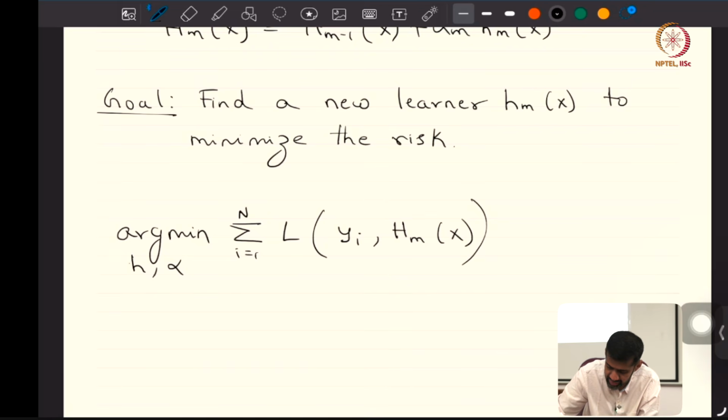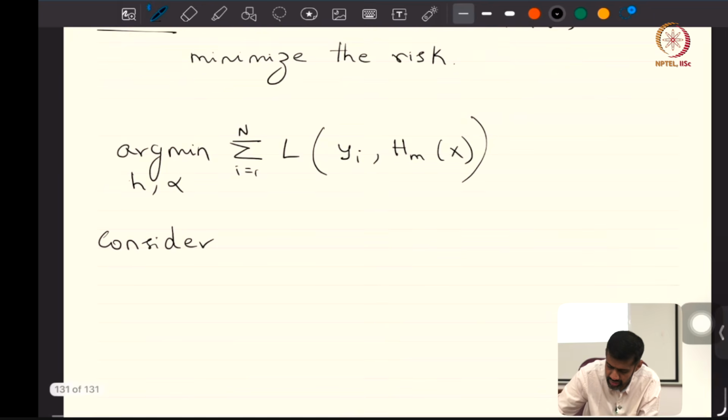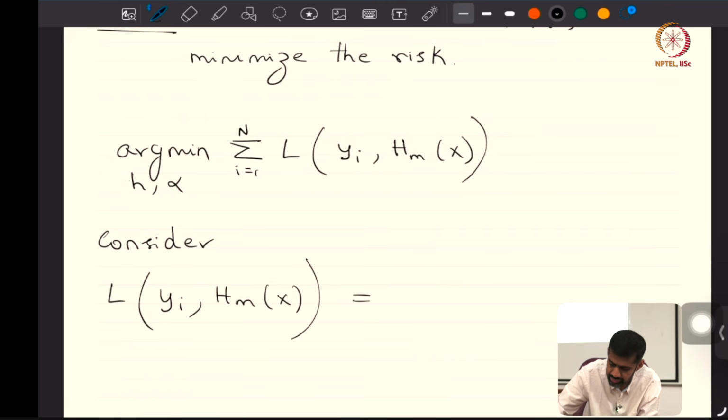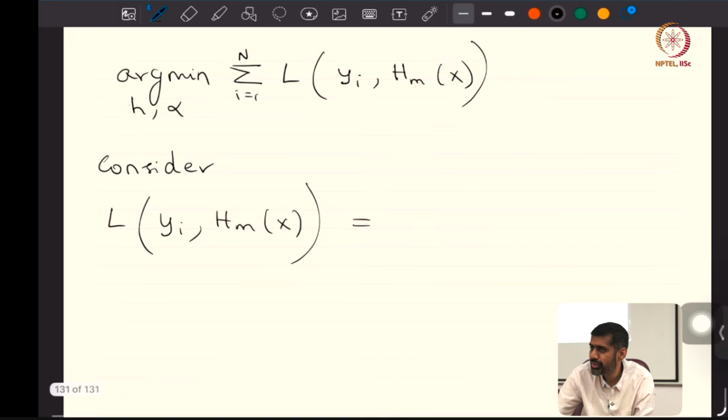Now, we will have to write this as, consider L of h_m. So, what is this equal to? Let us slightly abuse the math a little and consider functions as variables and take derivatives. It is not the exact way to do it, you will have to write the Euler-Lagrange equations, but I will take that leap and do that.